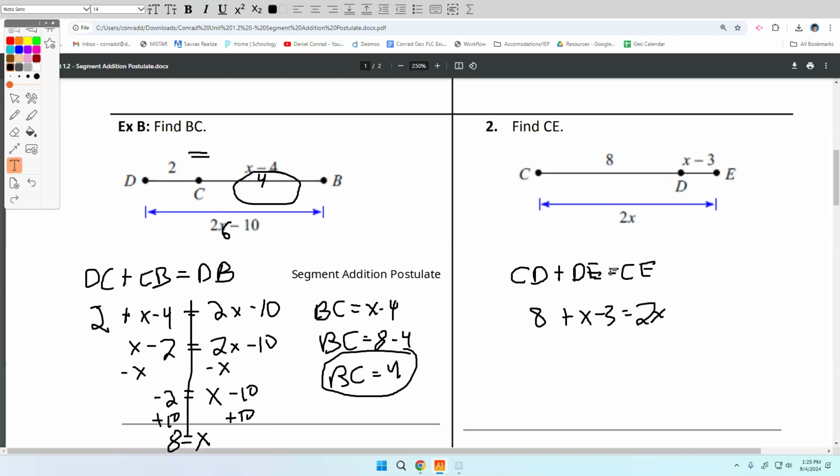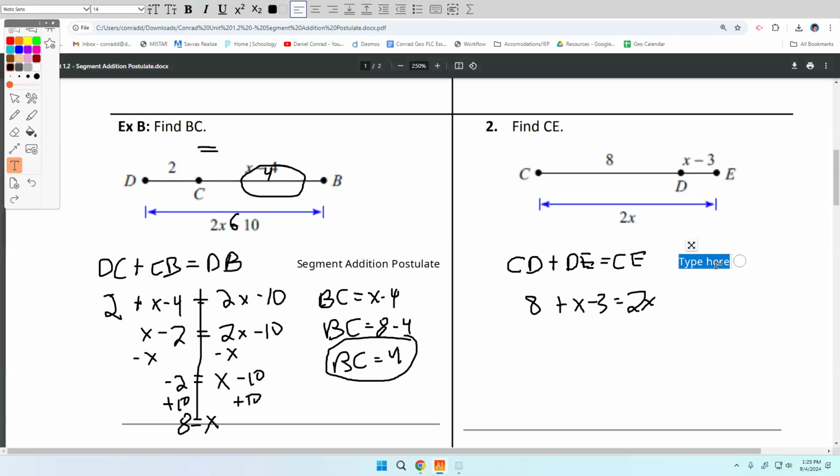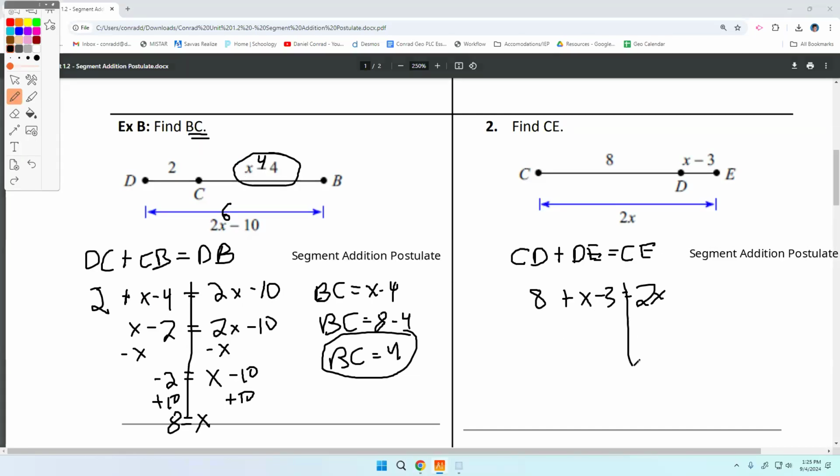Okay, we need to justify our equation. We always need to justify our equation with a geometry reason, so a theorem, definition, postulate, or property. So again, this is the segment addition. We're adding segments together. Segment addition postulate. Okay. All right, combine like terms on each side of the equal sign first.